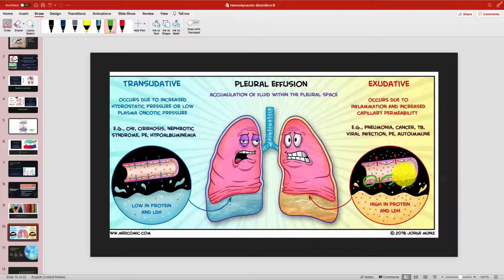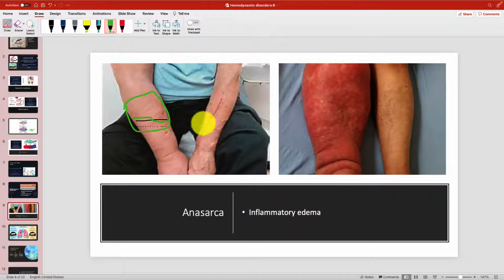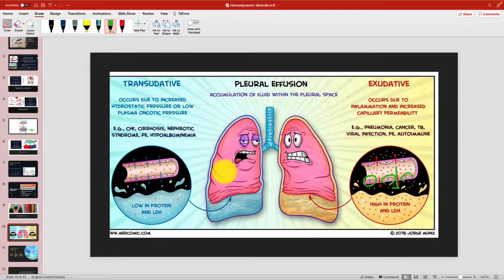And that allows the proteins in the vessel to come out. Okay, this is high protein. This is low protein. And that's the difference between a non-inflammatory and an inflammatory response. So it kind of has to do with what is pushed out.